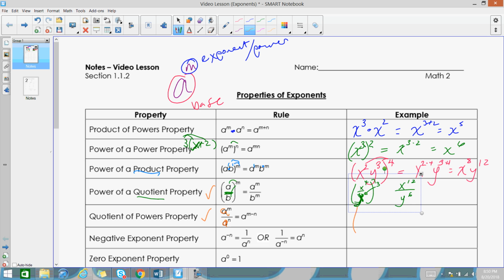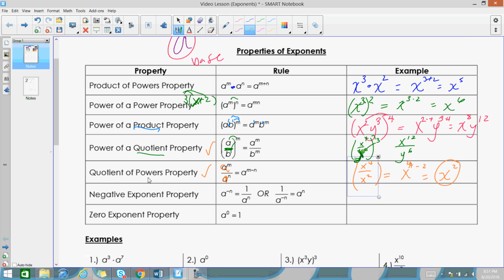So if you had x to the fourth power over x squared, you're going to subtract the numerator's exponent 4 minus the denominator's exponent 2, and this is going to be x to the second power, simplified. And all this is just using these different tools of exponents to simplify the terms that you see there. So, all right, let's keep going. I believe we have two more.